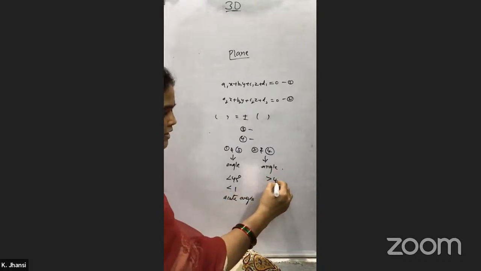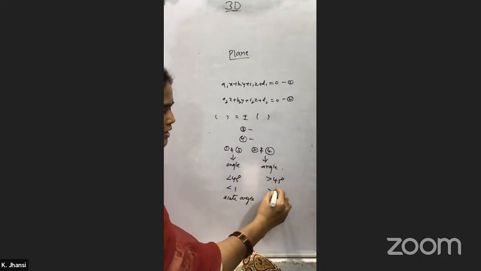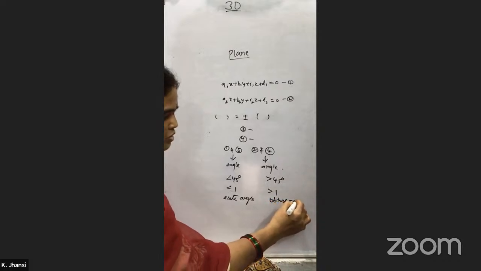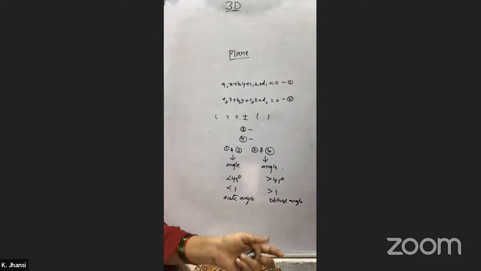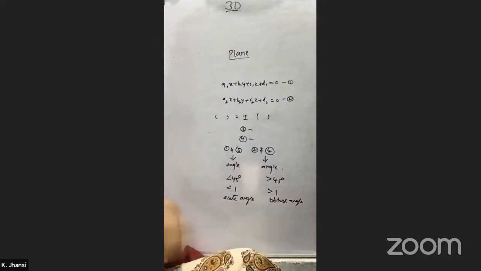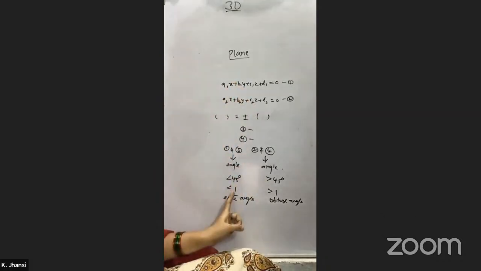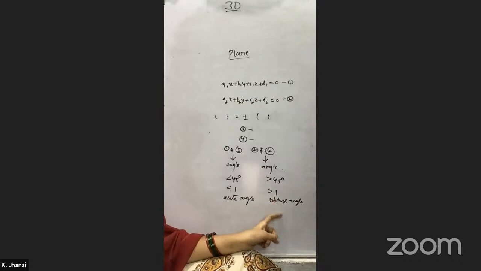Here, if you get greater than 45 degrees, we call it the obtuse angle. So the question will be like this: find the angle bisectors of the given two planes and find the equation. Which equation of the plane is making the acute angle or the obtuse angle, he will ask in the question. So this is the 10 marks question.